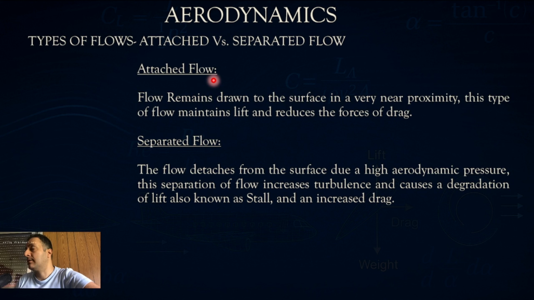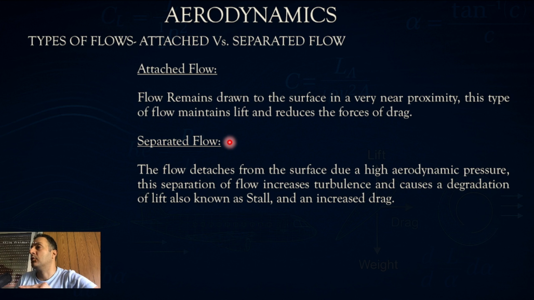Type of flows: attached versus separated flow. Attached flow is when the flow remains drawn to the surface. It adheres to the surface in a very near proximity. This type of flow maintains lift and reduces the forces of drag.